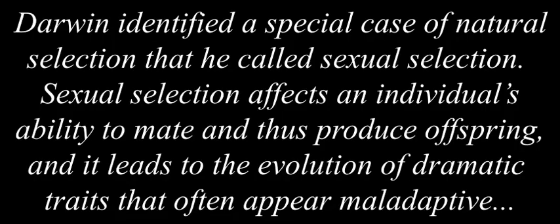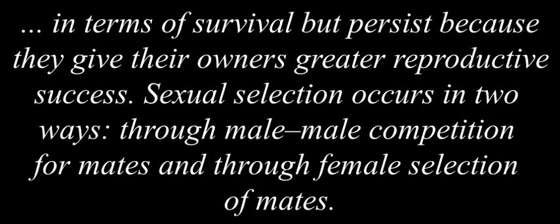Darwin identified a special case of natural selection that he called sexual selection. Sexual selection affects an individual's ability to mate and thus produce offspring, and it leads to the evolution of dramatic traits that often appear maladaptive in terms of survival, but persist because they give their owners greater reproductive success.